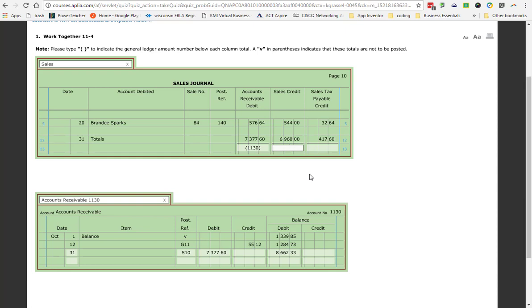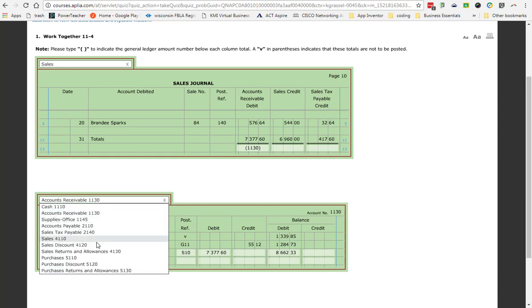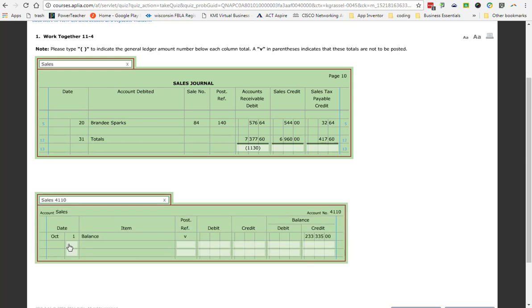Let's do the same thing to sales. The next column is sales, so I'm going to find my account for sales. Put the date of the 31st in there, S10. Credit sales, $6,960. It previously had a balance of $233,335. That's a lot of threes and fives. Add the two together. Then I'm going to put account number 4110 right up on the top. I'm going kind of fast because we know how to post. We just have to know how to post from where we're at.